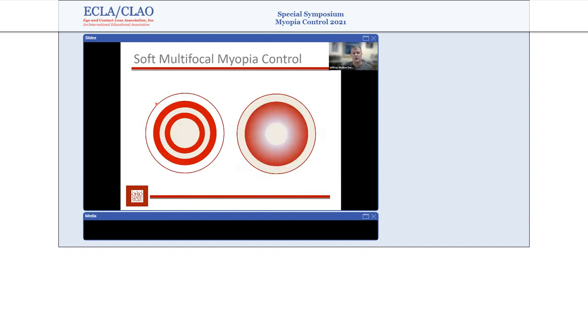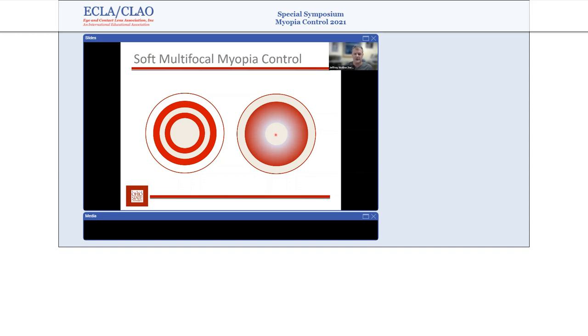Now, when we talk about soft multifocal contact lens myopia control, we're really only talking about one design of these contact lenses, and that's the center distance design. And these are two specific center distance design contact lenses. Both of them have the central part of the contact lens that corrects distance vision. And then in this particular one, there are distinct zones of relative plus power with an interceding distinct zone of distance correction that ultimately slows myopia progression.